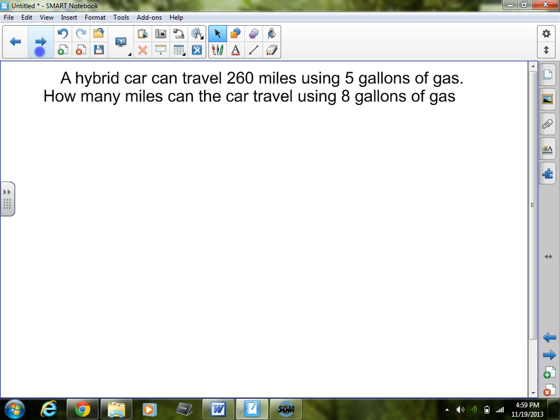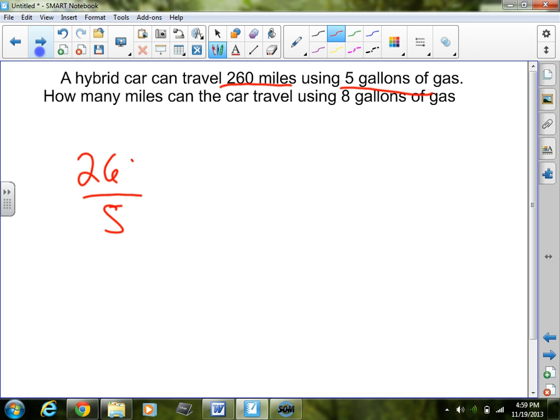What do I mean? Let's show you in practice. So this is example 2 on page 279, but it says a hybrid car can travel 260 miles, important, using 5 gallons of gas, important. How many miles can the car travel using 8 gallons? So I know that in 5 gallons of gas, it can travel 260 miles. That's my first ratio. I want to find how far will it go in 8 gallons.